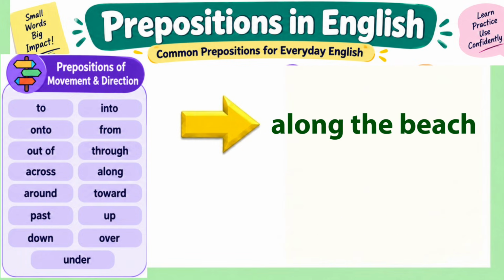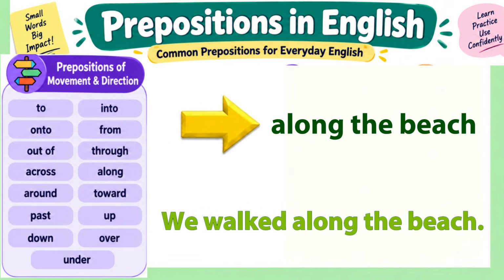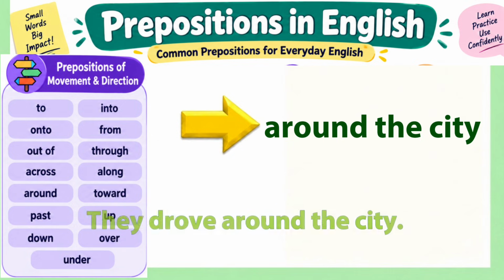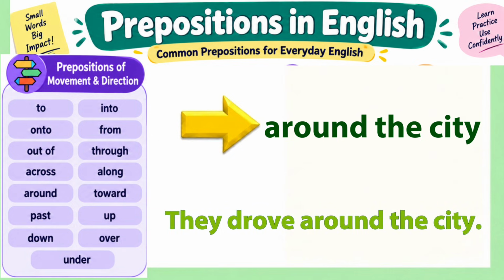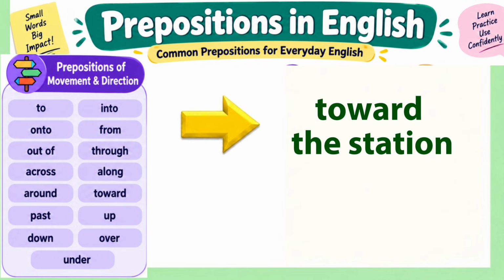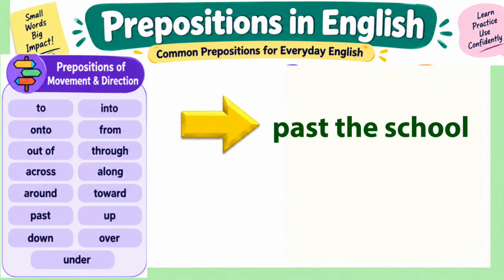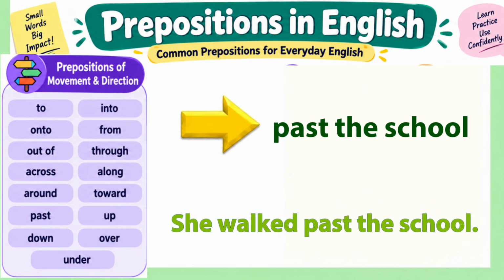Along. For example, along the beach. We walked along the beach. Around. For example, around the city. They drove around the city. Toward. For example, toward the station. He walked toward the station. Past. For example, past the school. She walked past the school.